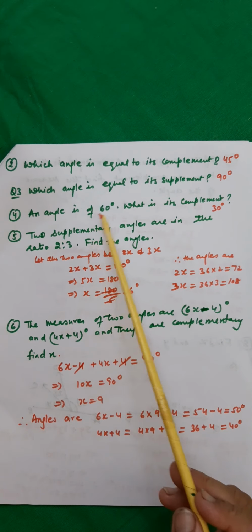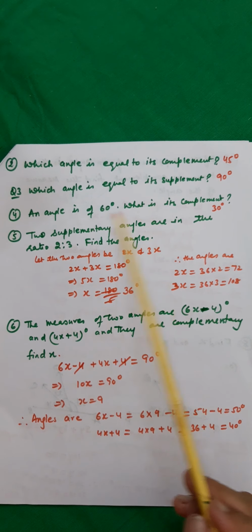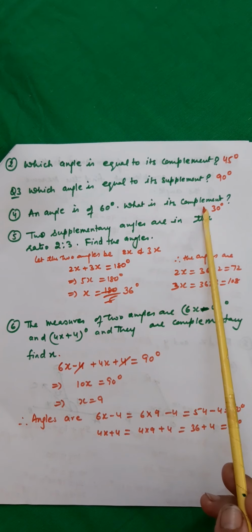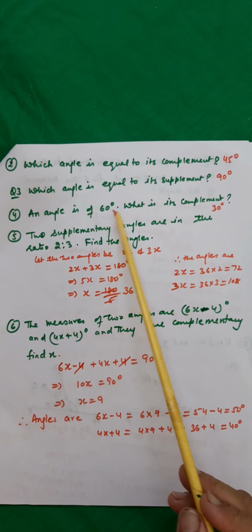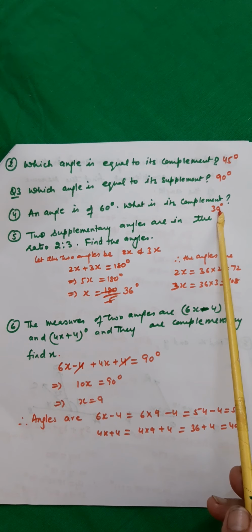An angle is of 60 degrees. What is its complement? Its complement will be 90 minus 60, that is equal to 30 degrees.